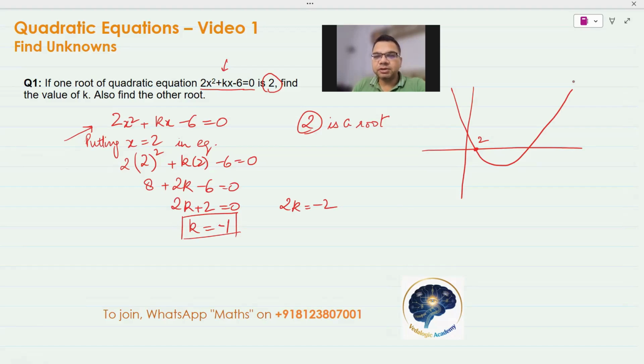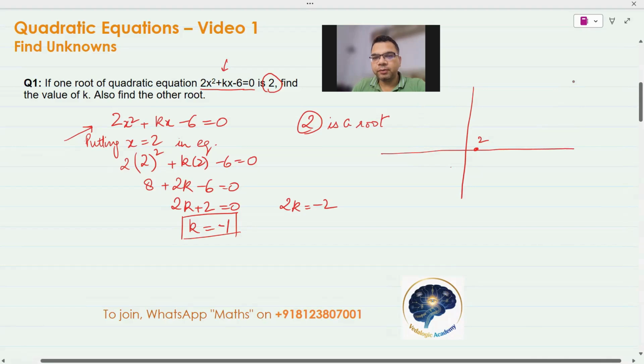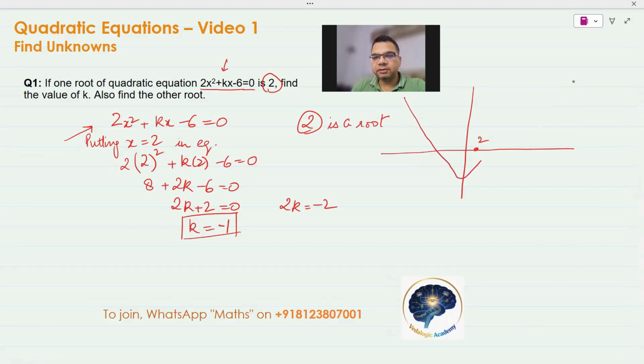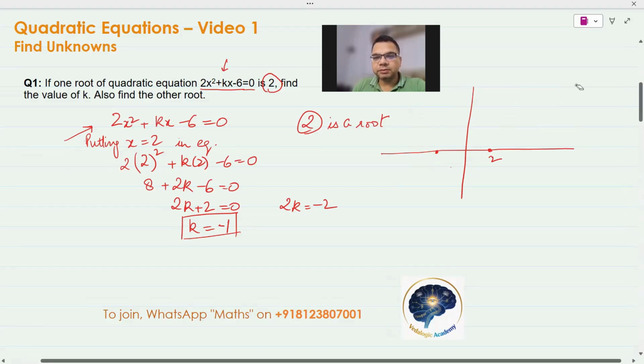So the graph is not like this. Let me just change the graph here for you so it becomes clear. The graph will be somewhere like this. So this is 2, and this is not minus 1, that we have to find out. I'll have to remove it. Okay, I've removed the graph from here to create some space.